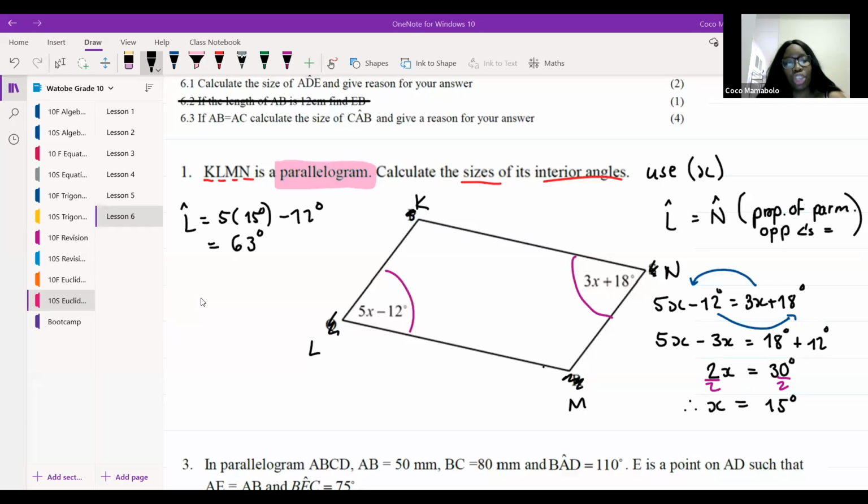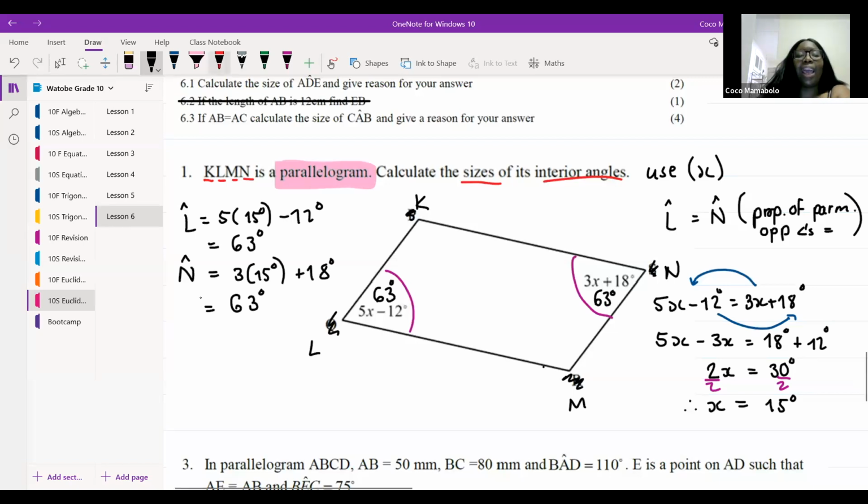This is how I'm going to check. Angle N is equal to 3 times 15 degrees plus 18 degrees, right? And that is equal to 45 plus 18, which is 63. Indeed, they are both equal to 63. So L is equal to 63 degrees and N is equal to 63 degrees.